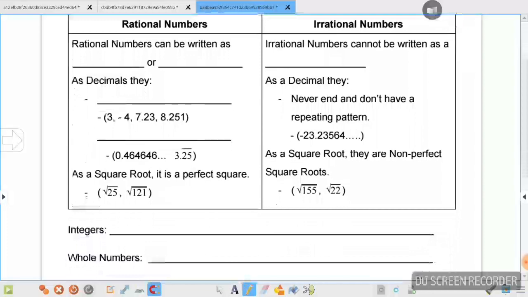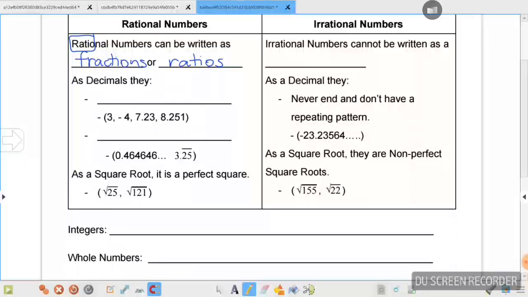Alright, rational numbers, and I'm going to go pretty fast. You can always stop, slow down, rewind, but I want to be able to get through this. Rational numbers can be written as fractions, or another word for that is a ratio. Okay, first 5 letters of the word rational is ratio.